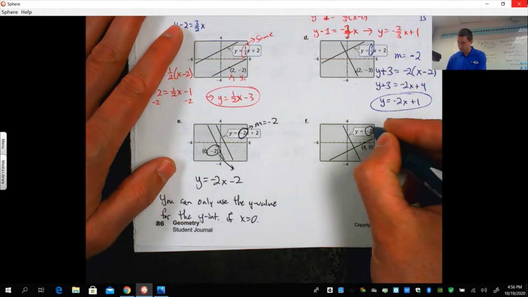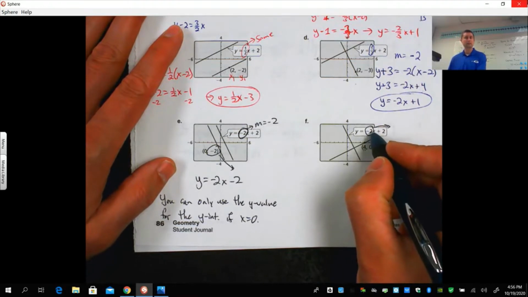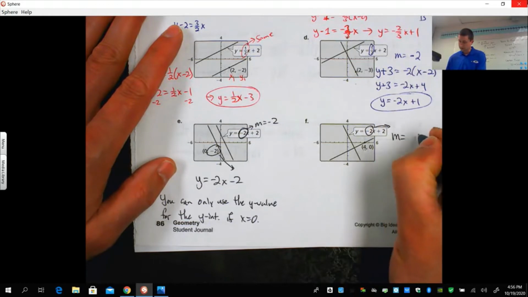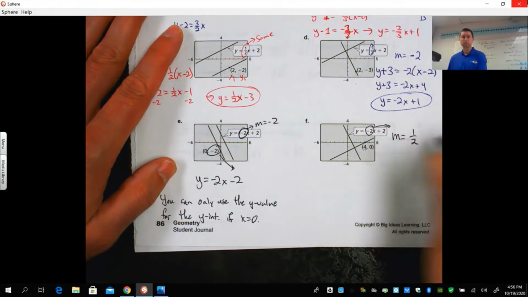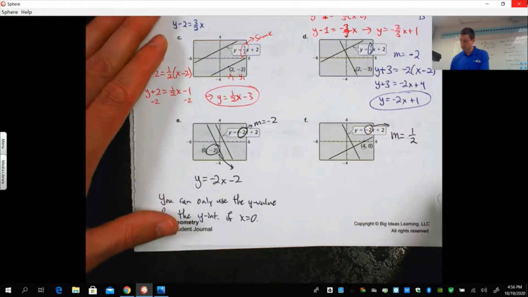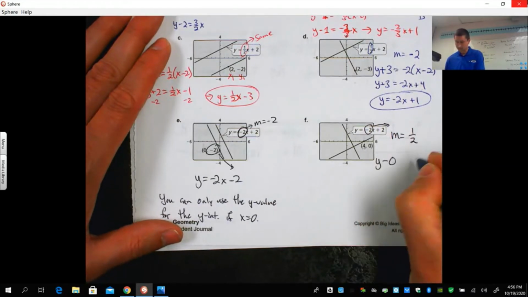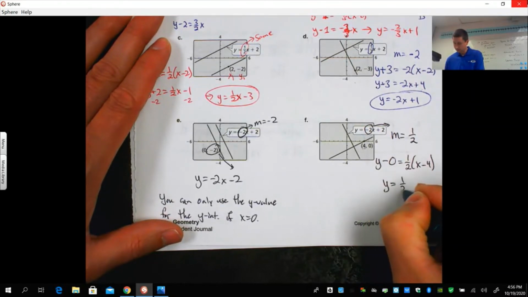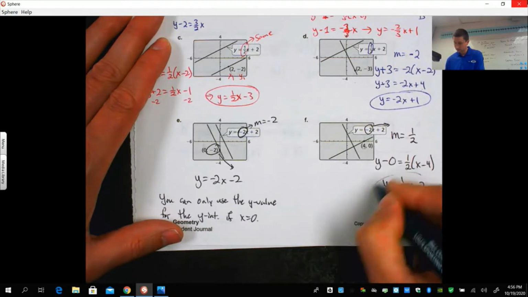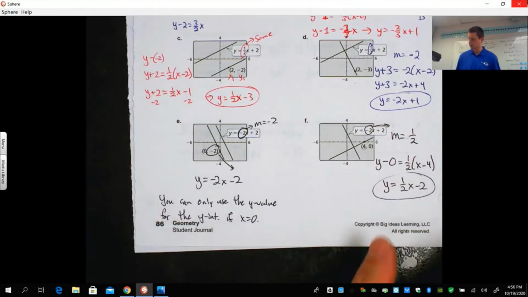So we went perpendicular. This is negative 2. What's the negative reciprocal of negative 2? Well, the negative of a negative is a positive. The reciprocal of 2 would be 1/2. So I'd go y minus my y value, y minus 0 in this case, so it's just y, equals 1/2 of x minus 4. So we get y equals 1/2 x minus 2 once you distribute. Okay, so there's some algebra review with working on those equations.